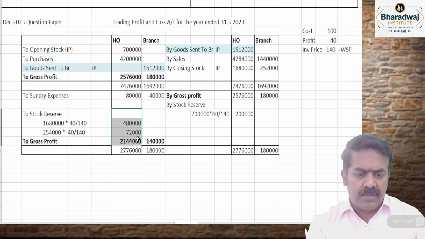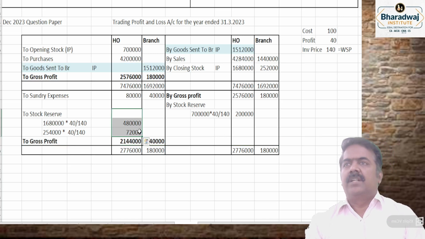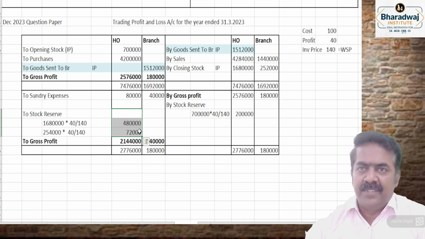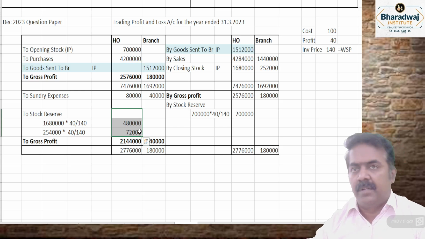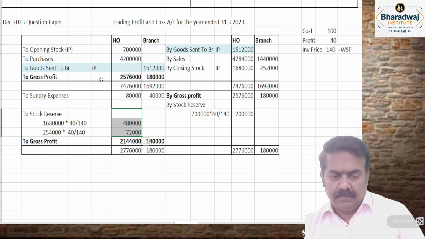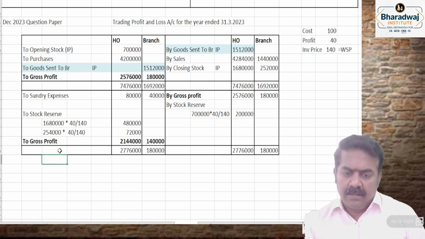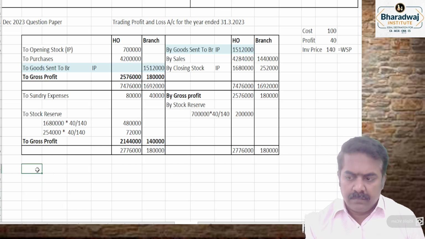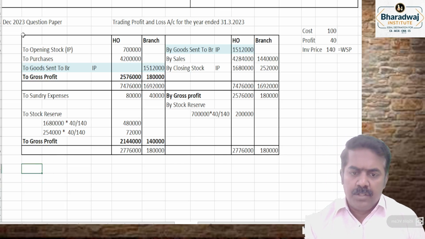Why is stock reserve removed in the head office column? Because profit is charged by whom? Who is charging the profit? Head office. So from the head office column, profit will be removed. This is one method of solving the question.